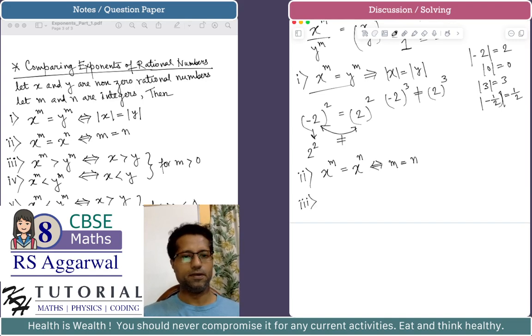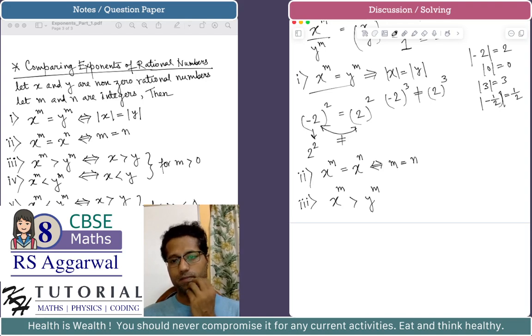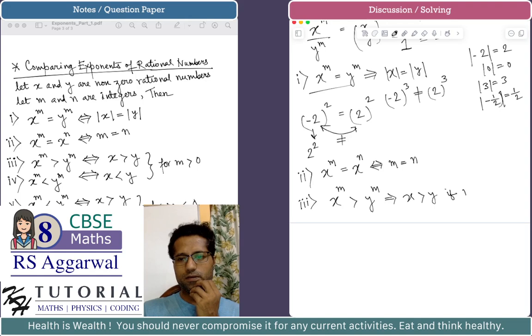Regarding inequality, we have if x to the power m is greater than y to the power m, where the powers on both sides are the same, that is m, but the bases are different, x and y. So this will imply x is greater than y only when m is a positive integer. The power m is a positive integer.